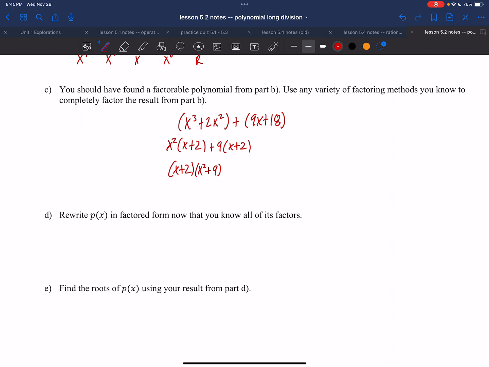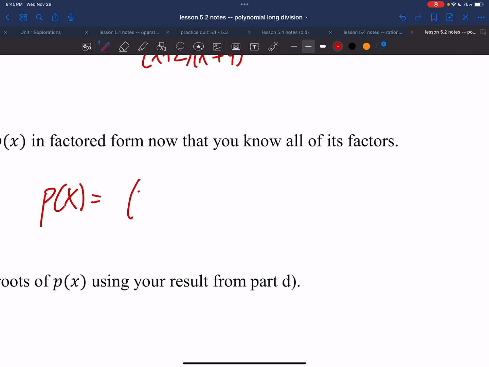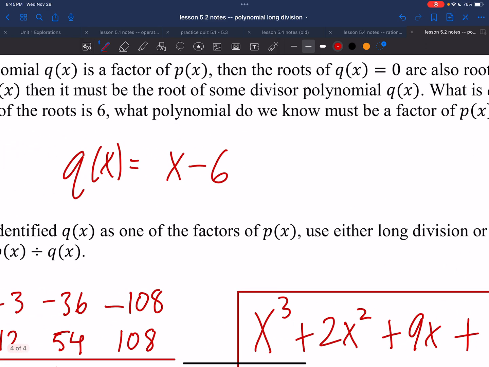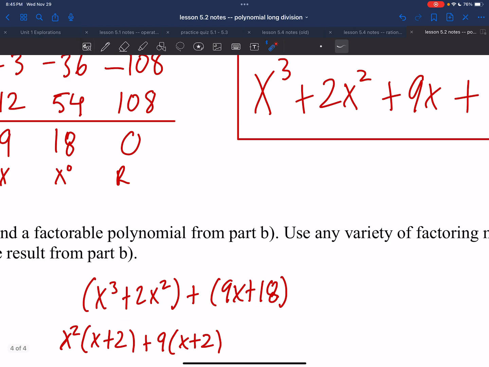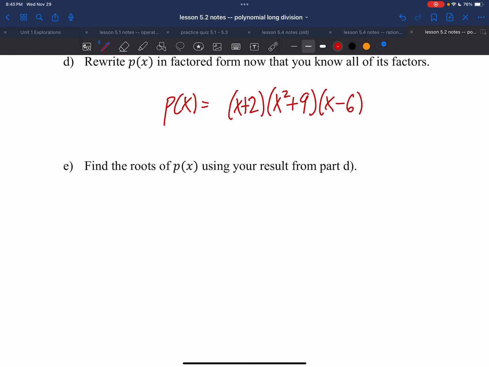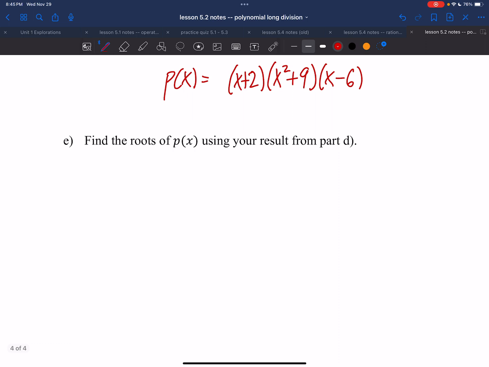So what that means is p of x, fully factored, is x plus 2 times x squared plus 9. But what was the original thing, right? That thing we divided by was x minus 6, so that's the other factor, because we knew one of the roots was 6. Okay.